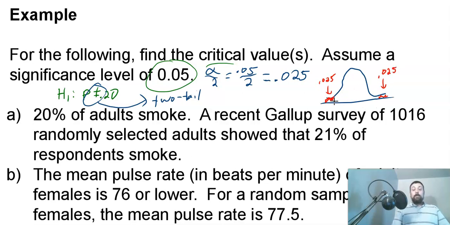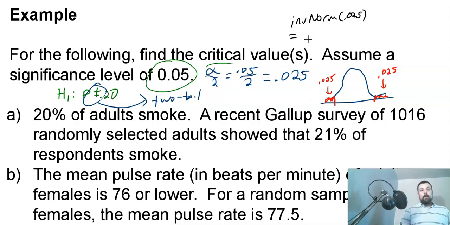There are going to be two critical values this time, one in the left tail and one in the right tail. To find the critical value, we have the area, and we want to find the z-score that corresponds to that area. Just like in chapter 7, we're going to do inverse norm. Area to the left is 0.025, and that's all you need. You don't need degrees of freedom for a normal distribution.